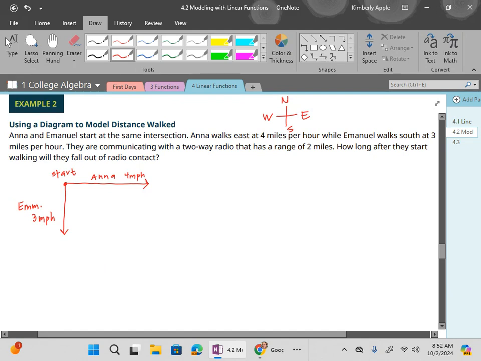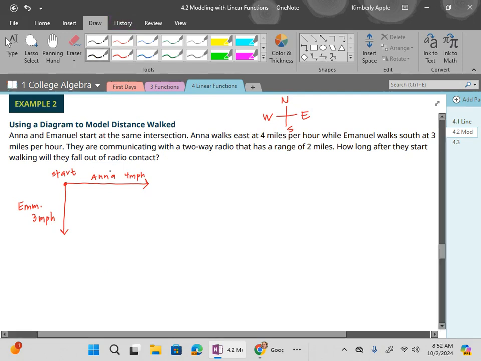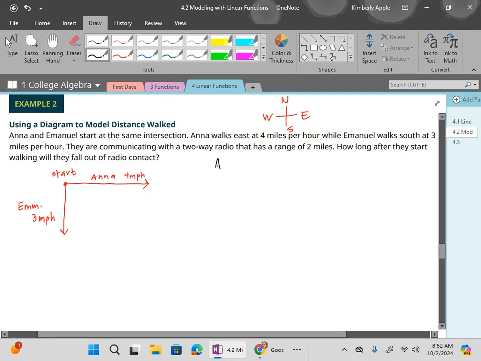All right, so let's go ahead and start picking apart what we've got going on here. We've got two different situations, right? We've got two different linear functions. We've got one for Anna, and we've got one for Emmanuel. So I'm just going to go over here and start organizing some information.